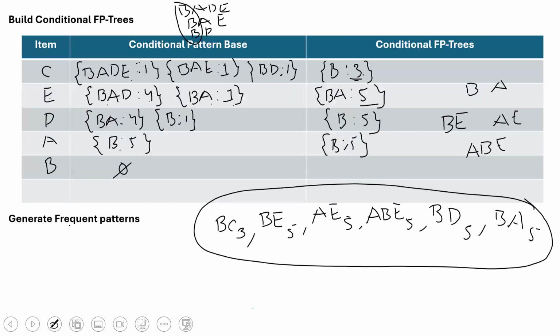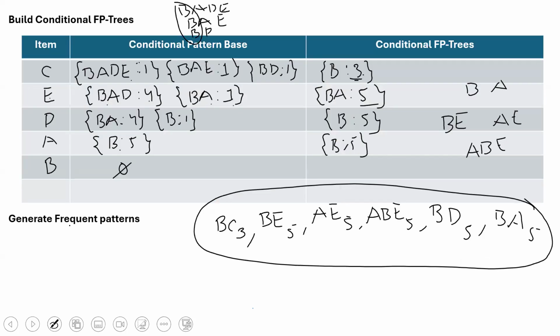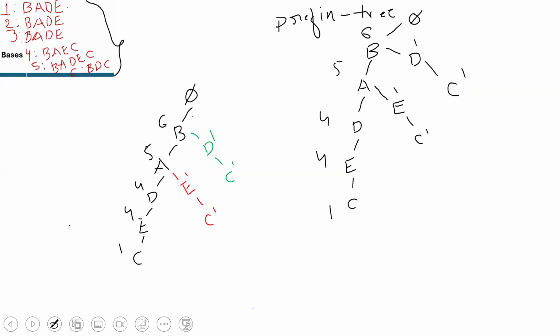Let's look at AD. Probably we have only one way. BAD, BAC, BDC, BAEC. We got something wrong here. Let's figure out where we have missed something.